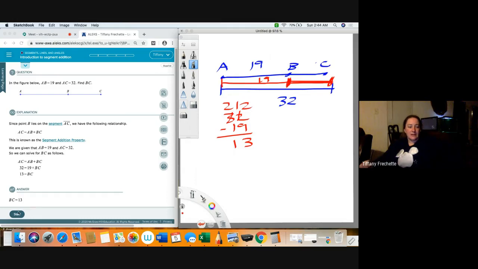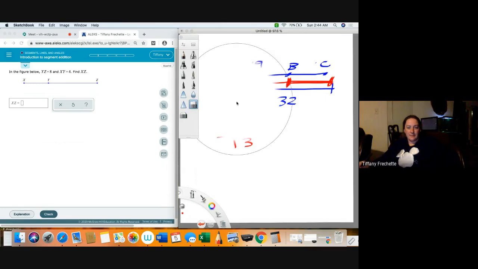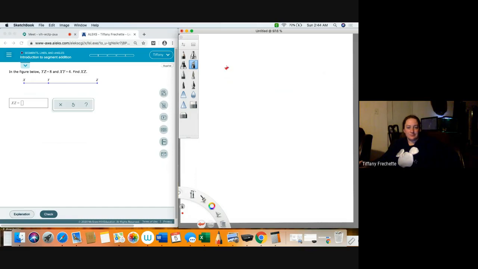So we will go ahead and click start here. All right, so in the figure below, it tells us that we have X, Y, Z. It's not necessarily important that they're exactly in the right spot or super accurate to the picture. You don't want it to be wildly different, but it doesn't have to be perfect because you're not using a ruler to measure this. It automatically tells us that YZ is 8, and then it tells us that XY is 4.